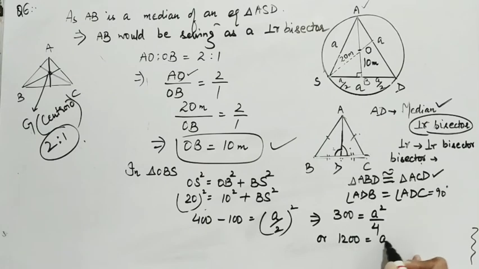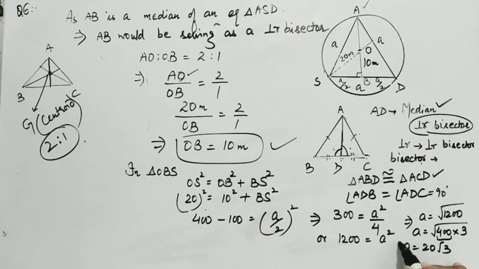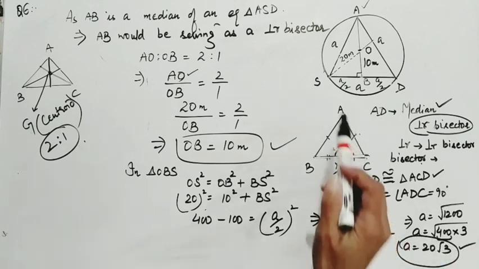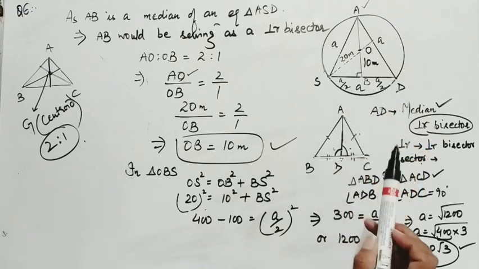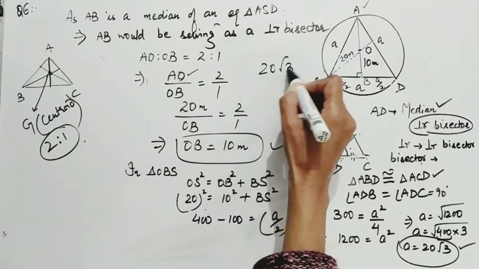or 1200 is A square. So what would be A? What is the length of A? A will be square root of 1200. What is square root of 1200? This would be 400 into 3. 400 is 20 into 20. Bring this 20 out, and root 3. So this is the length of the string which the boys are holding. Each boy has got a string of measure 20 root 3 meters.